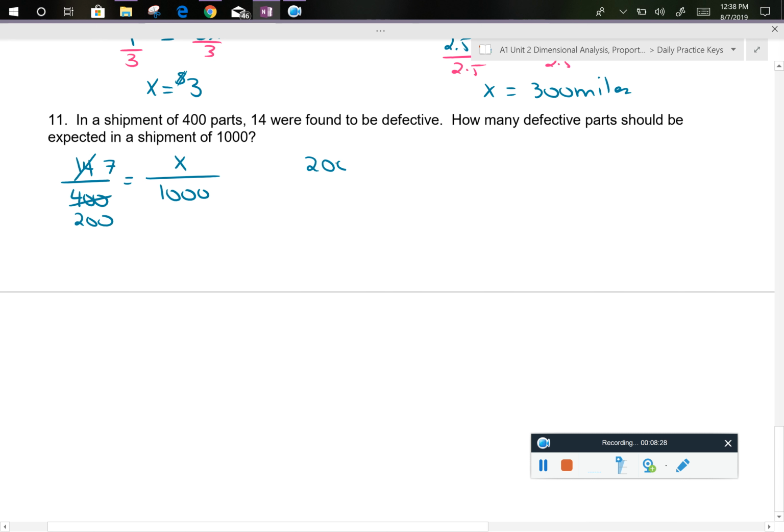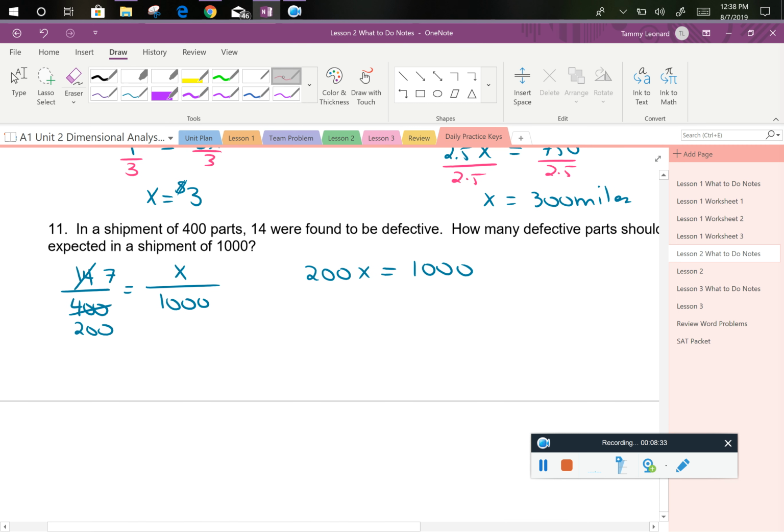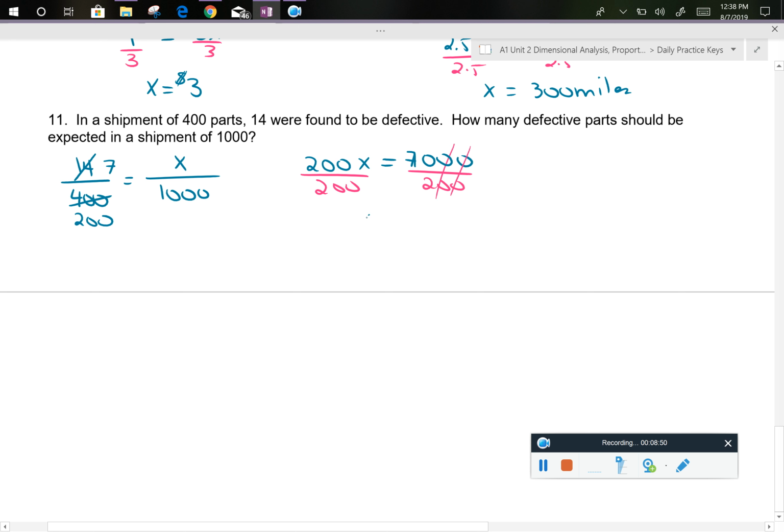So we would have 200x is equal to 7,000. Dividing both sides by 200, I can see that those two zeros cancel, so I'm really just dealing with 70 divided by 2, or 35 parts. So we would expect 35 defective parts.